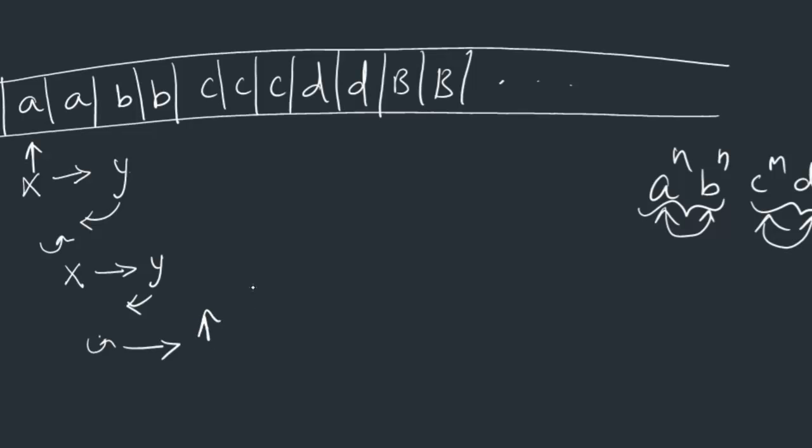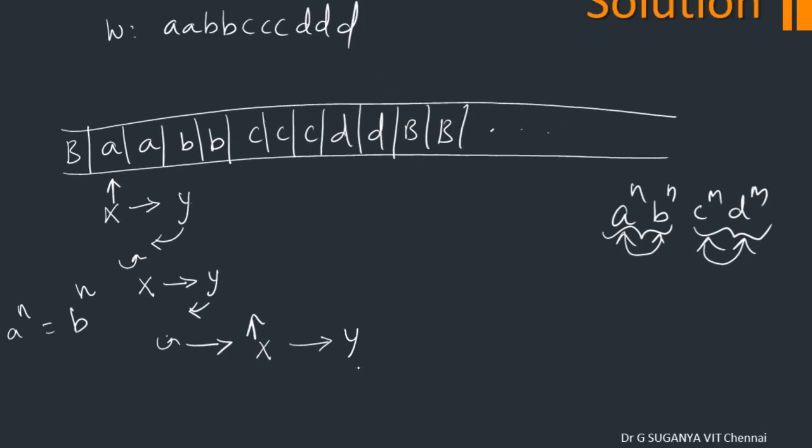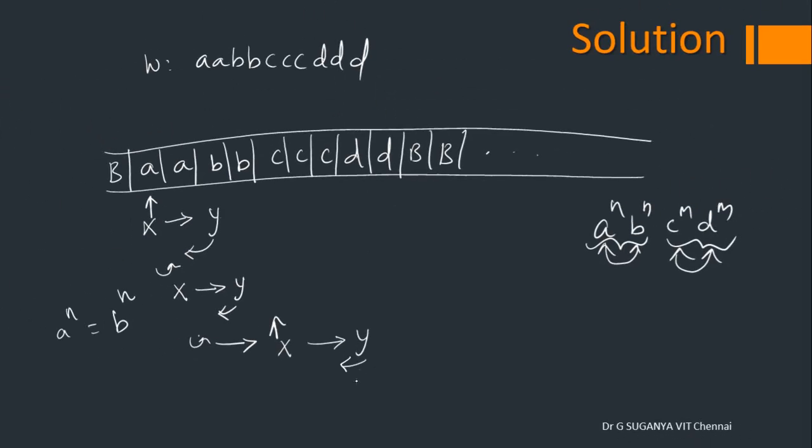So what does it mean when a C is seen on the input? A power n is equal to B power n. The number of A's is equal to the number of B's. Yes, the process continues. C we can replace either by X or by some other symbol. Let me replace by X itself. Then move towards the right and this D let us replace by Y. Move towards the left until you see an X.